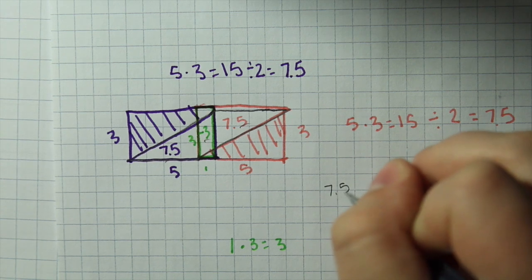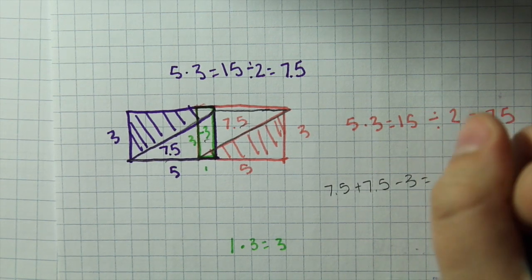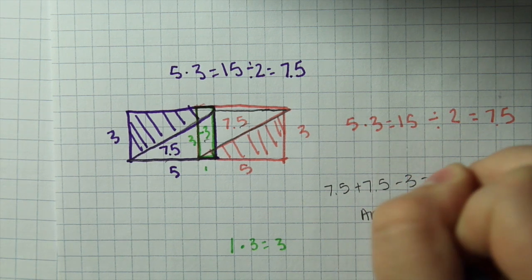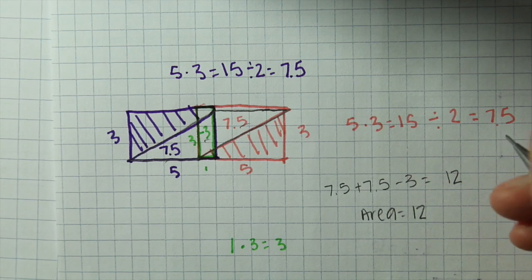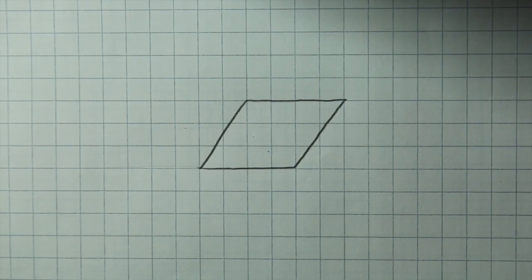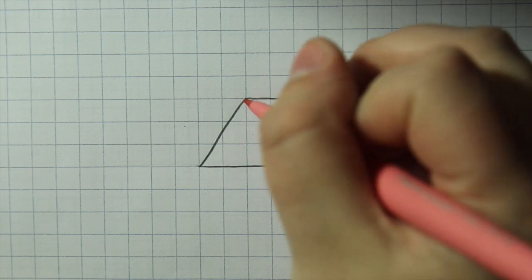And finally, we're going to go ahead and add and subtract everything. So we'll do the 7.5 plus 7.5 minus 3, and it'll give us that area of 12, similar to the first rectangle with the same area. Then we're going to go ahead and jump into our next parallelogram, which again is similar. It's going to have the same base and height of 3 and 5. But again, I am going to break it up just to visualize a little bit why it is the same.